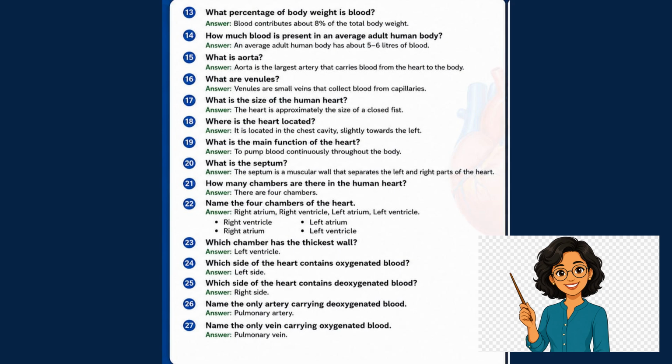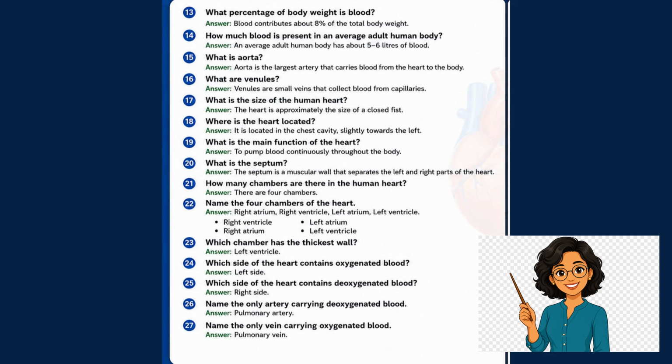Question 19. What is the main function of the heart? The answer is, to pump blood continuously throughout the body. Question 20. What is the septum? The answer is, a muscular wall that separates the left and right parts of the heart. Question 21. How many chambers are there in the human heart? The answer is, 4 chambers.